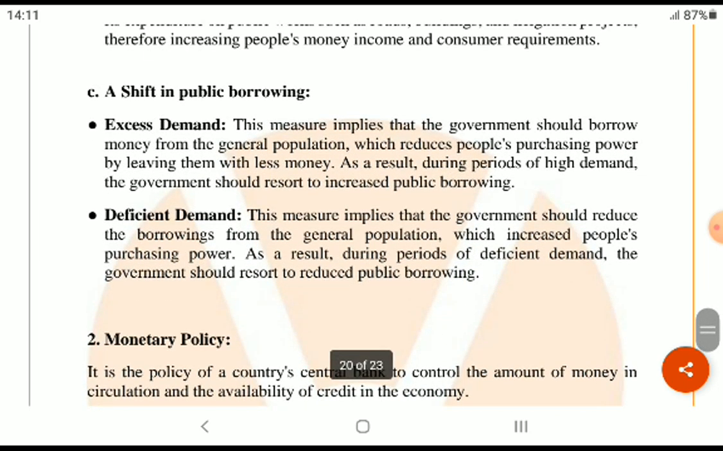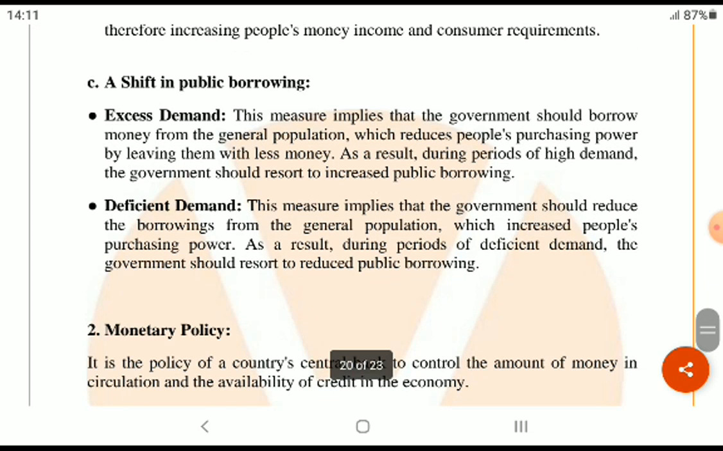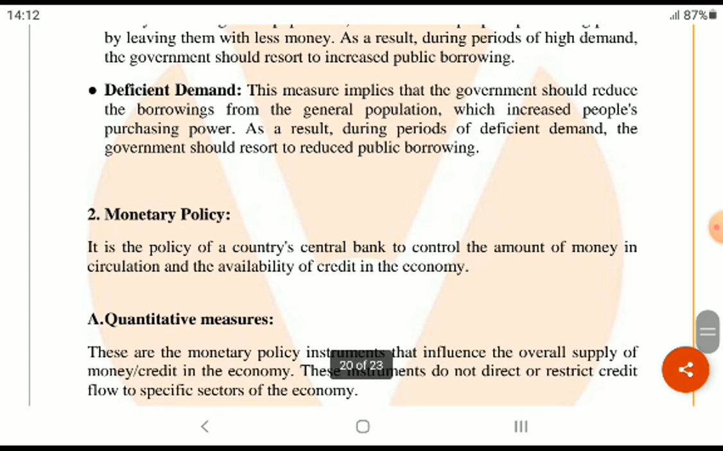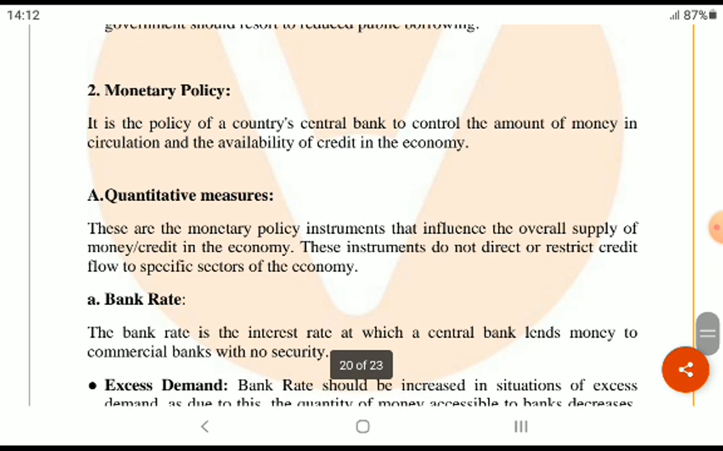Next is a shift in public borrowing. Excess demand. This measure implies that a government should borrow money from the general population, which reduces people's purchasing power by leaving them with less money. Next, deficient demand. This measure implies that the government should reduce the borrowings from the general population, which increases people's purchasing power. As a result, during periods of deficient demand, the government should resort to reduced public borrowing.